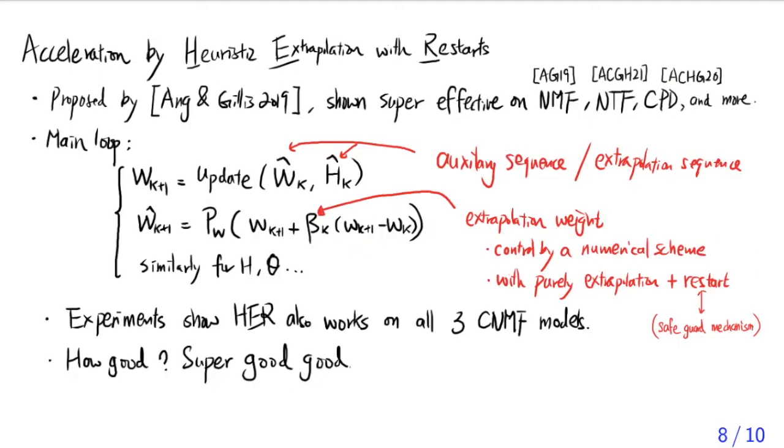And because we do not have a theoretical convergence for the algorithm, we propose to make use of a numerical acceleration called HER. This method was proposed by me, and we show that this method is super effective on a bunch of factorization problems such as NMF, NTF, CPD, and more. For details, please refer to this paper or these papers. We apply this HER scheme on these CNMF models, and we found that it's very good.